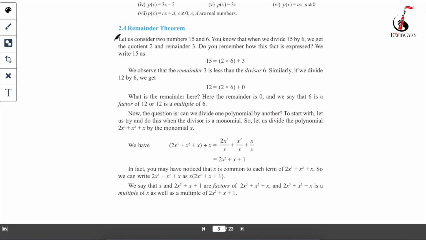Hello everyone. Today we are going to start the remainder theorem. This is exercise 2.3, the introduction of your polynomial chapter. So what is the remainder theorem?